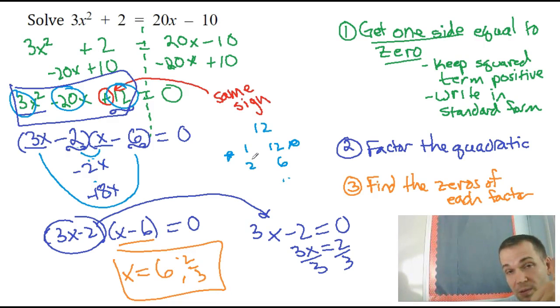Get one side equal to 0. Keep the square term positive. Put it in standard form. Factor, first makes first, last makes last, inner and outer make middle. And then set each factor to 0 and solve. Good luck.